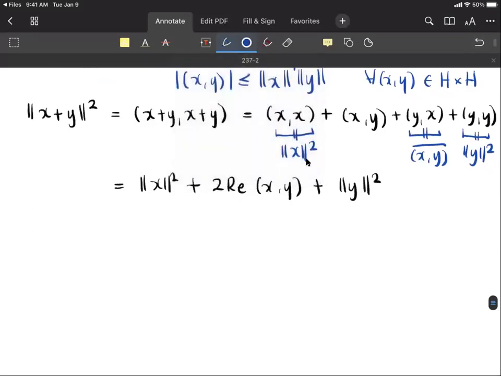And then we estimate the real part by, as we know, any real number is less than or equal to its magnitude, and the real part of a complex number is less than or equal to the magnitude of the complex number.